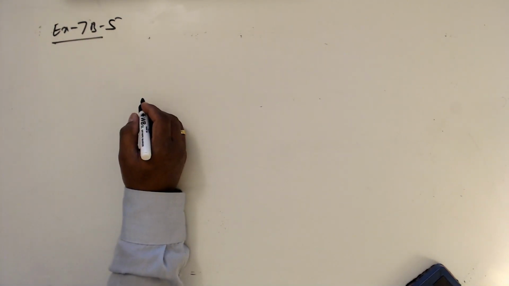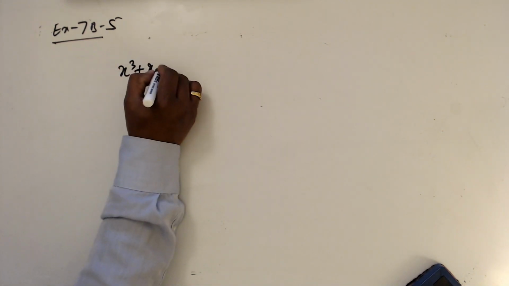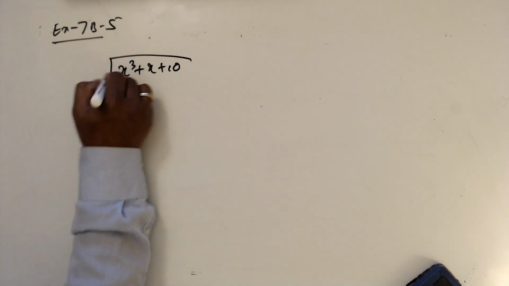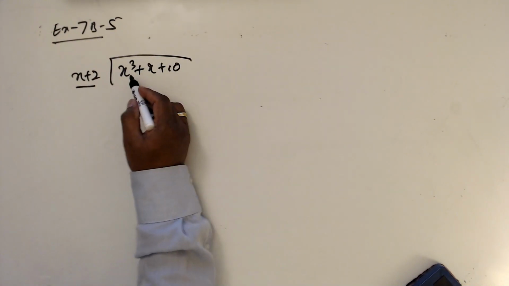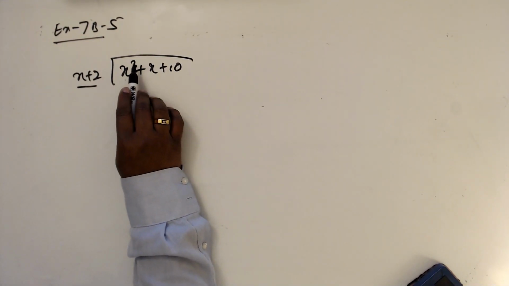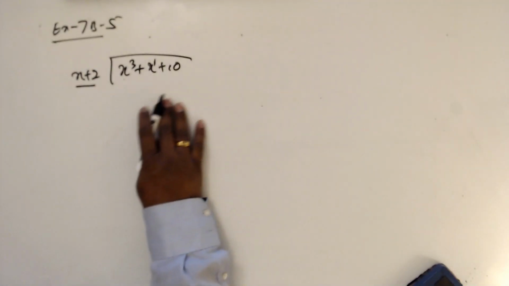Question number 5: x cube plus x plus 10 divided by x plus 2. Now when you look at this one, you can see x cube there. There is no x square and there is x in between, no x squared term. Then we'll fix this sum.